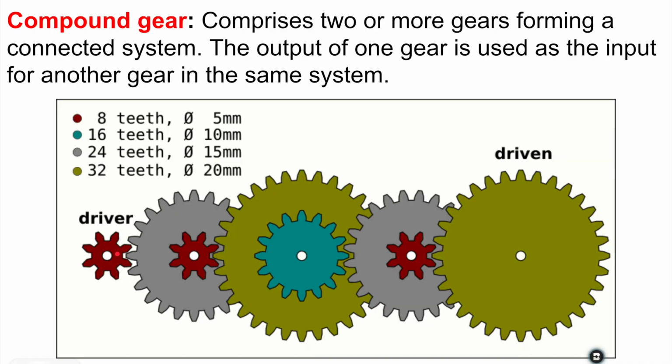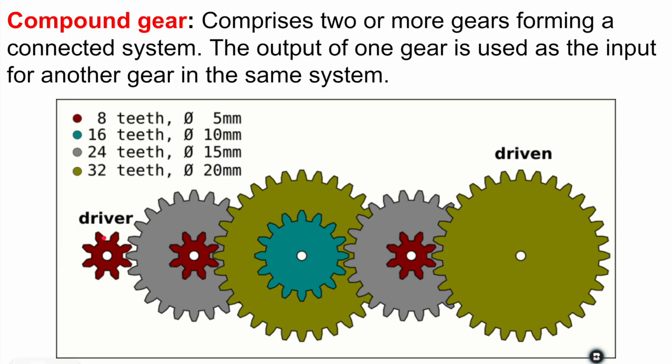Now, a compound gear comprises two or more gears forming a connected system. The output of one gear is used as the input for another gear in the same system. So when we're looking here, I've got the driver gear here.